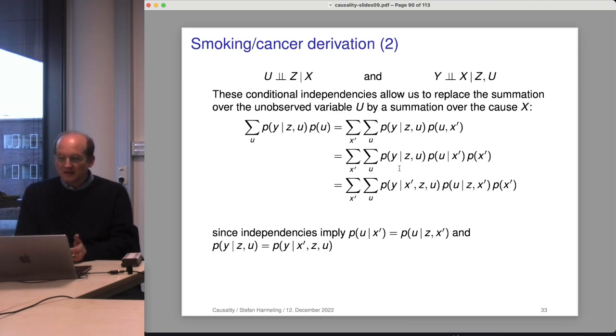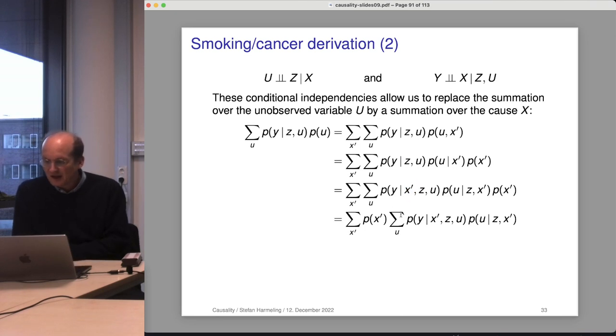Then the next thing is I also want to have another X prime for the P of Y given Z and U. And I can also do that one because Y and X are independent given that I observe Z and U. So here I'm conditioning on Z and U, so I can also additionally condition on X prime. Okay? So far so good?